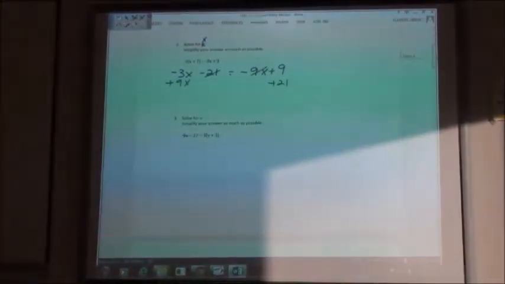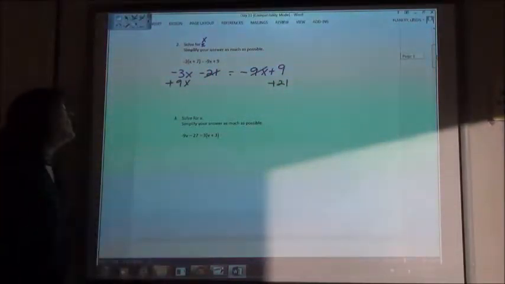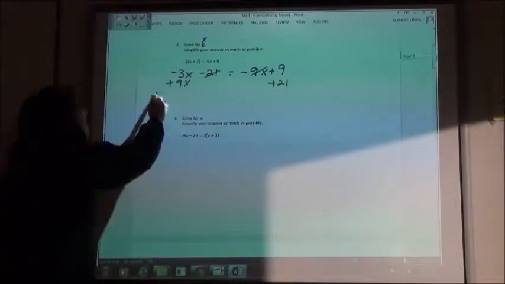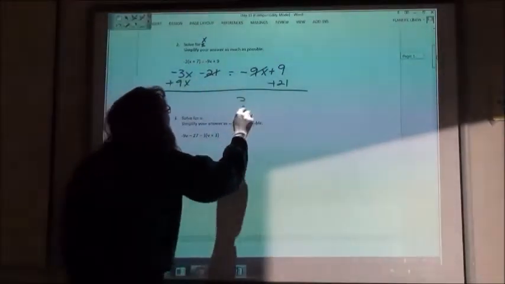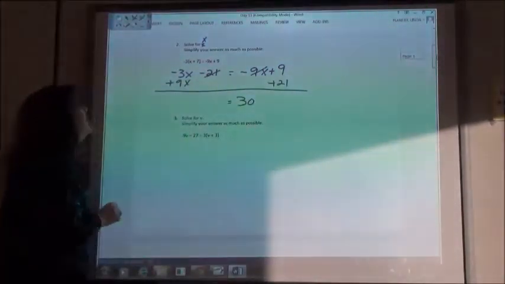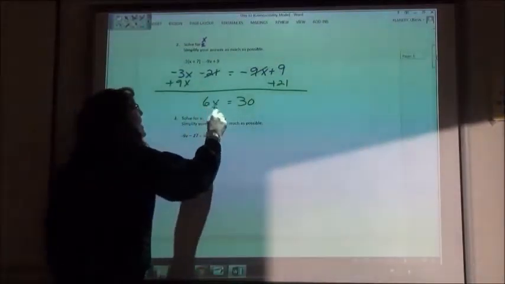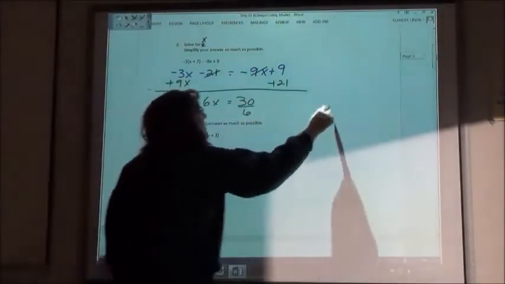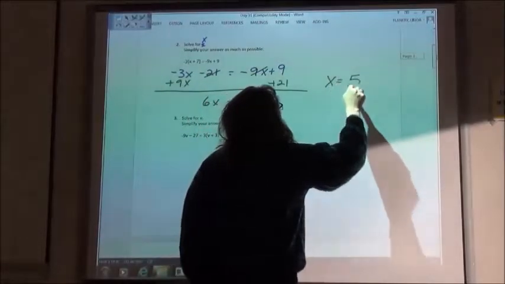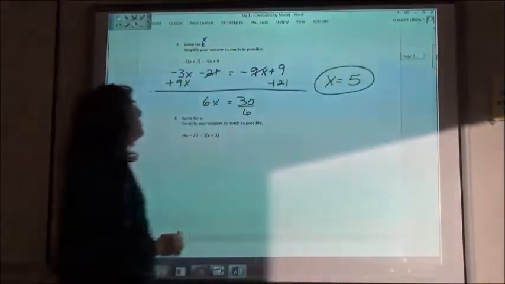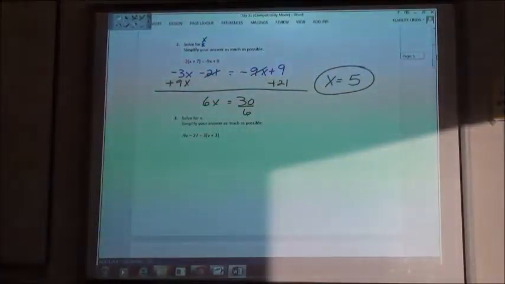Oh, what did I do? 9 comes over. Oh, I didn't put the 1. See, you're running into my problem. I tried to add a 1 on the last one. So that is 30. So this side you said is 30. The other side is 6x. And when we divide, x is going to be 5. Exactly.